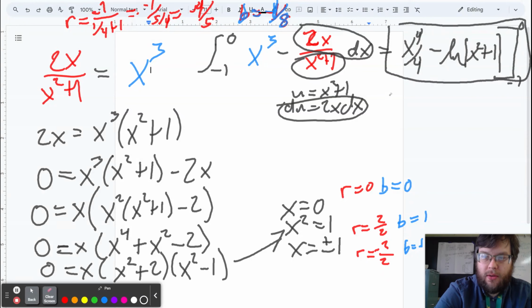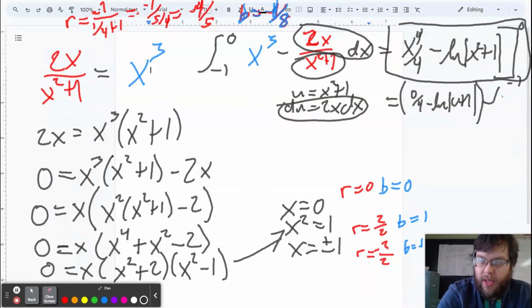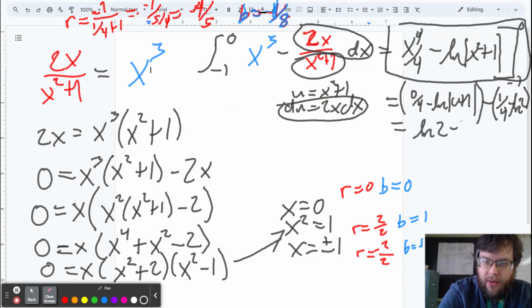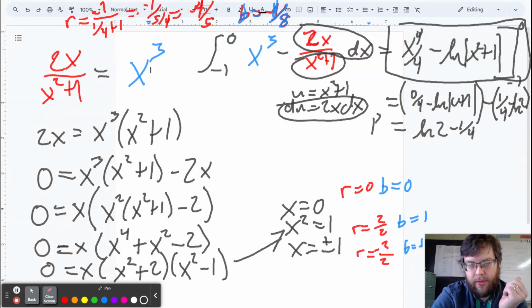So let's plug in 0. When we plug in 0, we get 0 over 4 minus natural log of 0 plus 1. That's a big fancy way of saying 0. When we plug in negative 1, we get 1 over 4 minus natural log of 2. So the first region has a value of, that double negative makes a positive, natural log of 2 minus a quarter. So this is the area of the first region, R1.